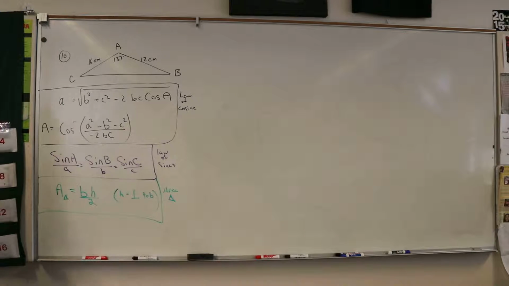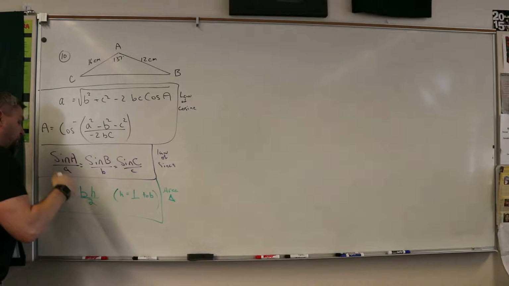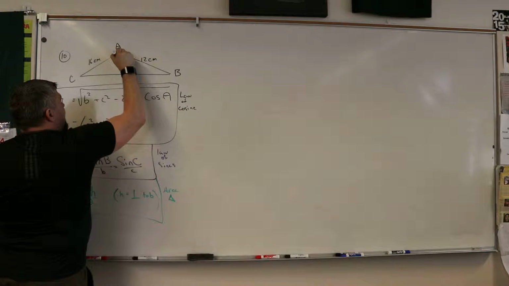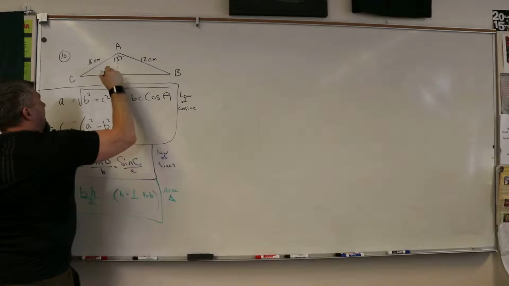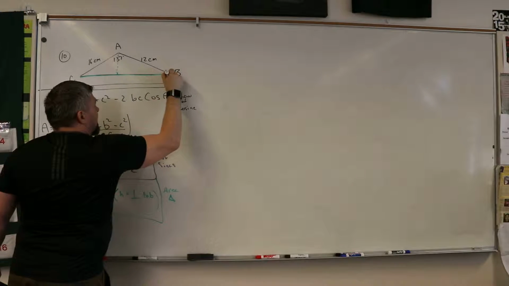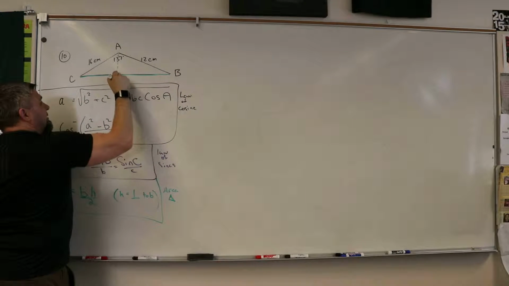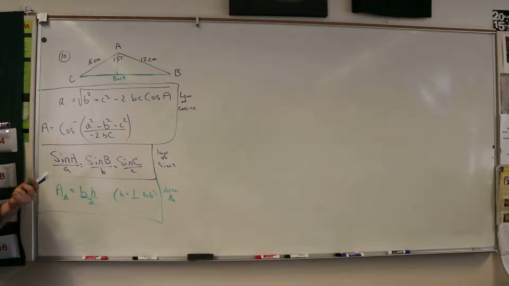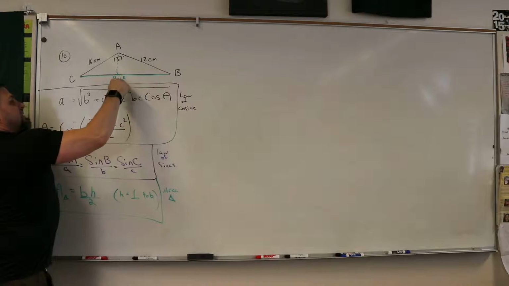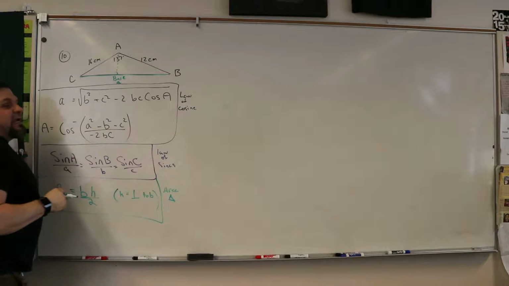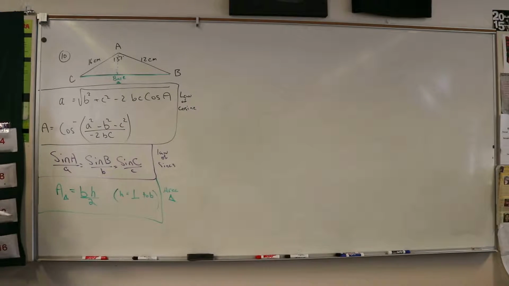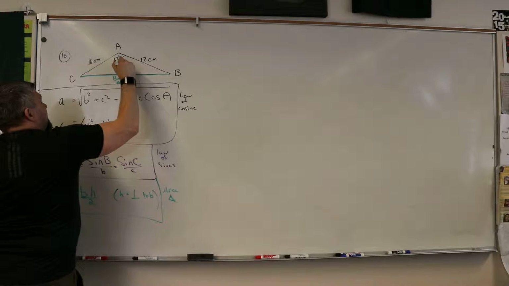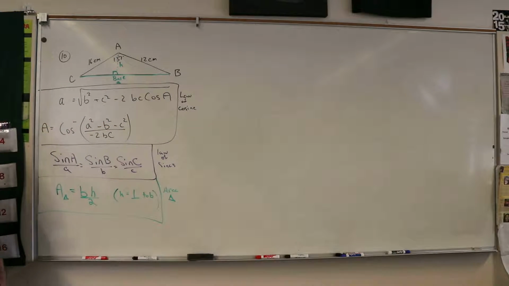The first thing I want to talk about is it wants the area of this triangle, right? So we need to talk about the base and the height. This is your base. The base is also A. It's little a, right? Because it's across from big A. This is your height because it's perpendicular to the base, right?